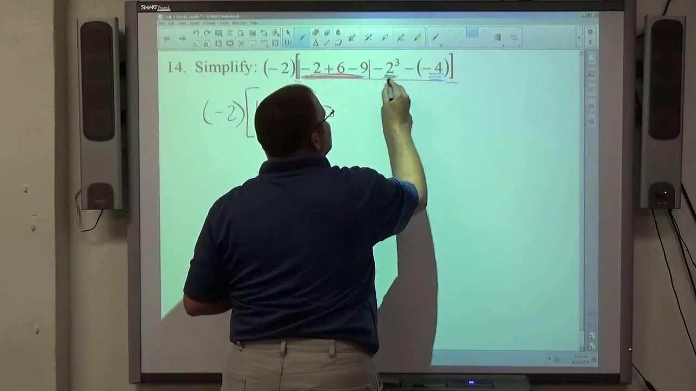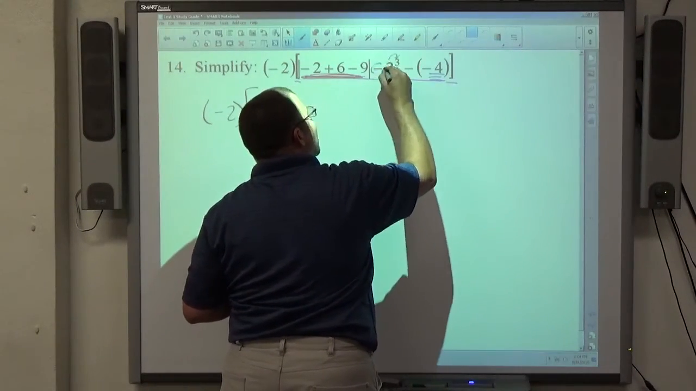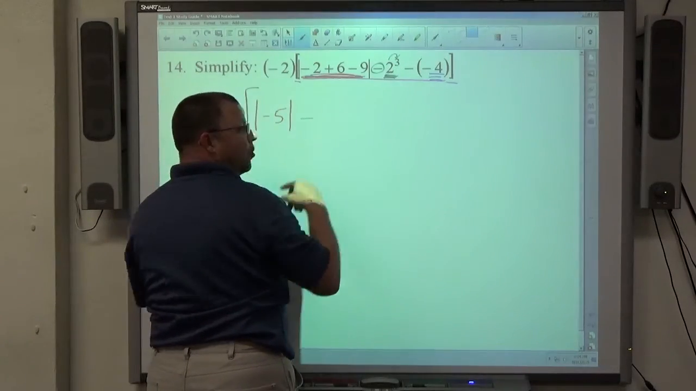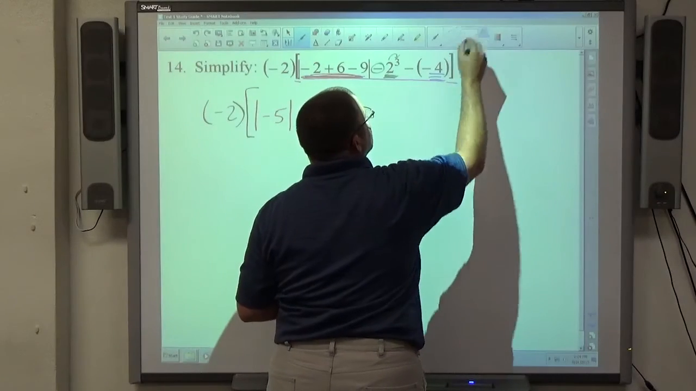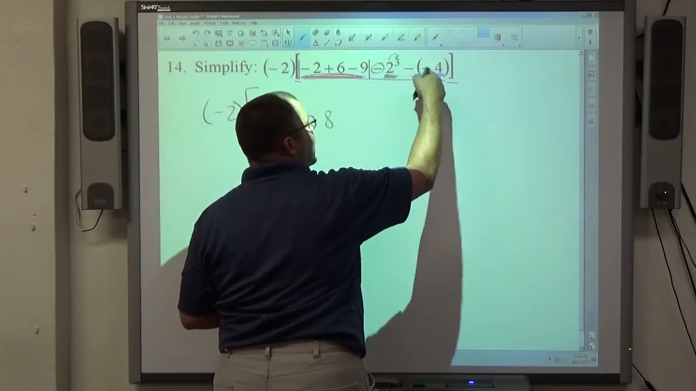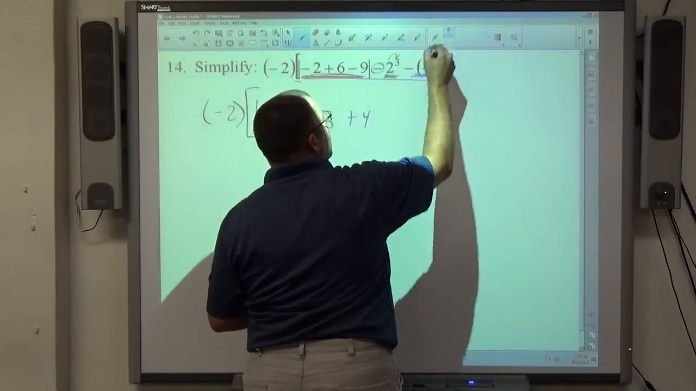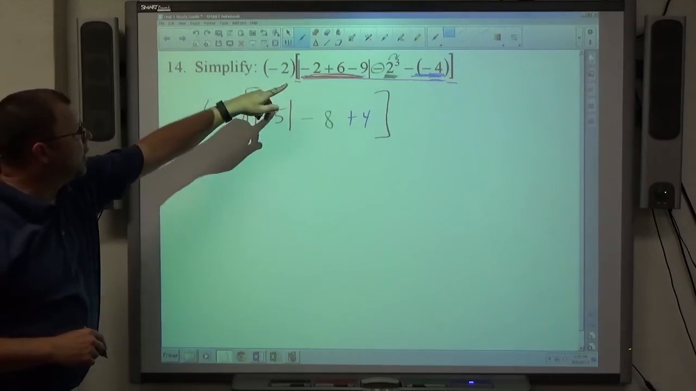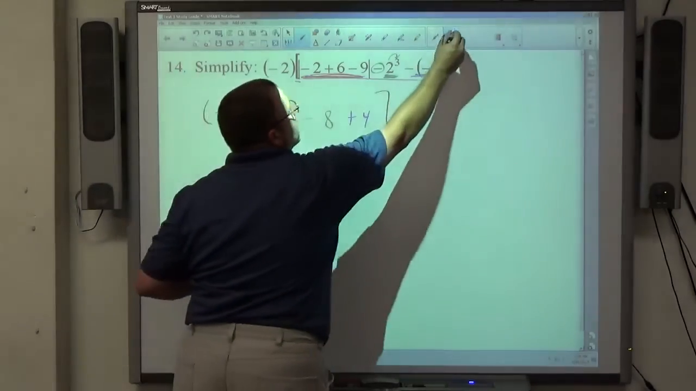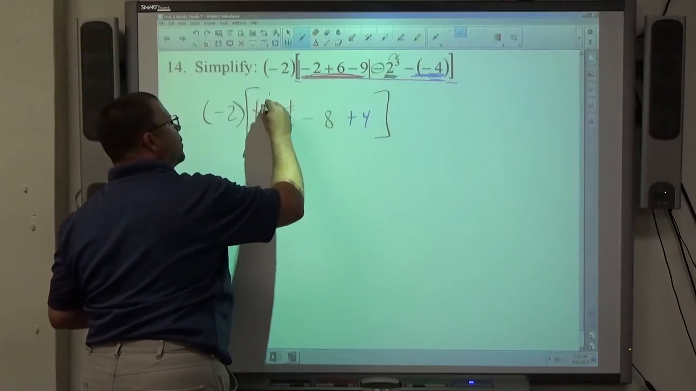I got minus 2 cubed. 2 is being cubed, the minus sign is not. So it's still minus. 2 times 2 times 2 is 8. Then I've got minus negative 4. Minus negative 4 is simply plus 4. Then we end the bracket. The absolute value bars, now that I've got a single number inside, take effect. The absolute value of negative 5 is positive 5.